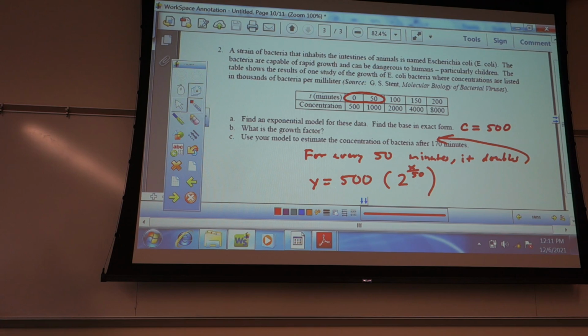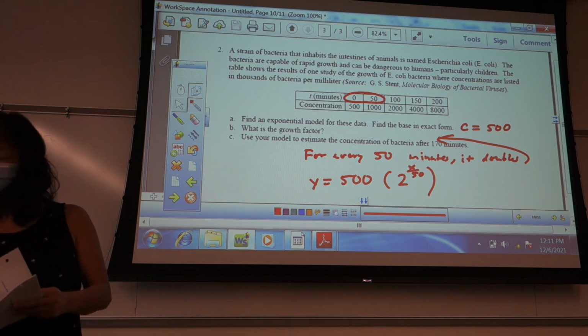We're going to skip E because we just didn't have enough time to cover it. Instead, we're going to hop into logarithmic functions.